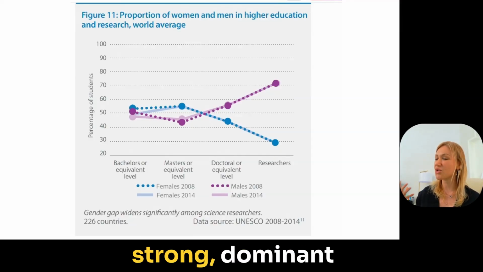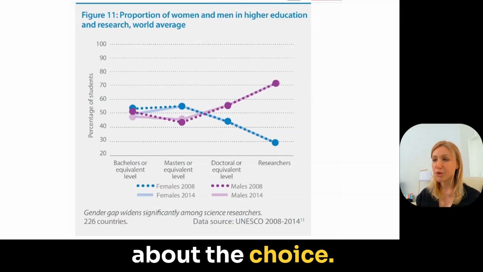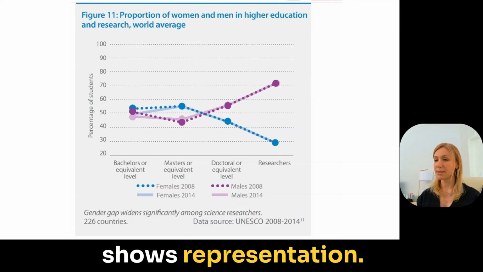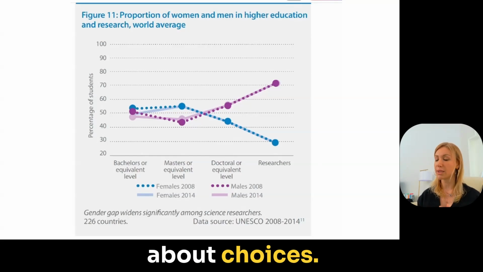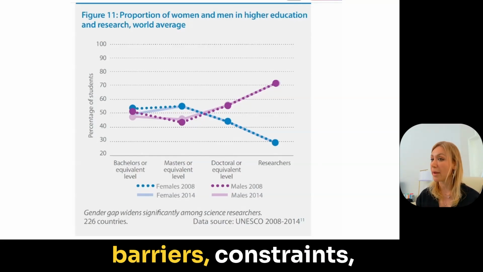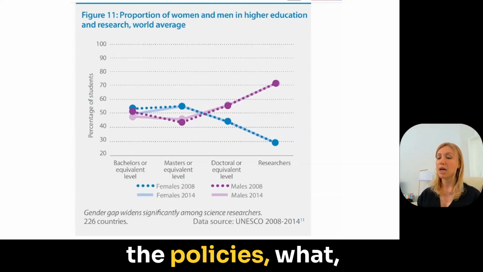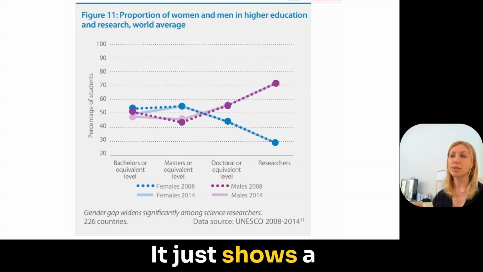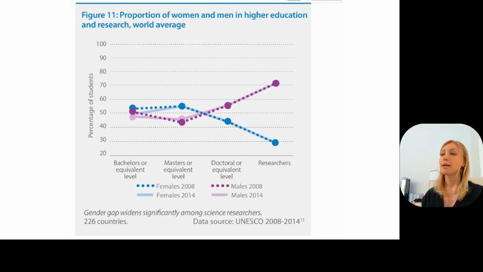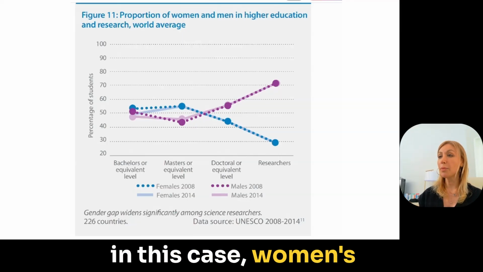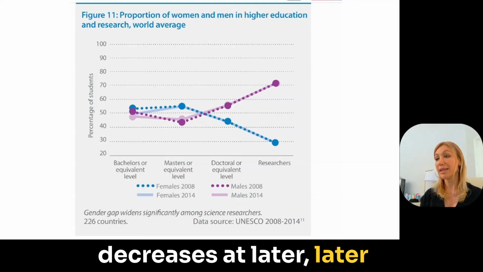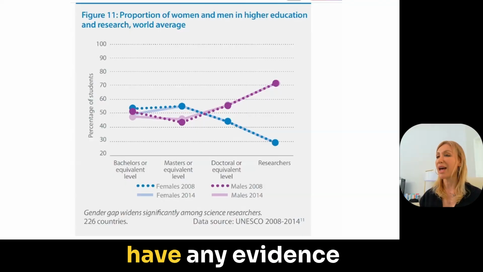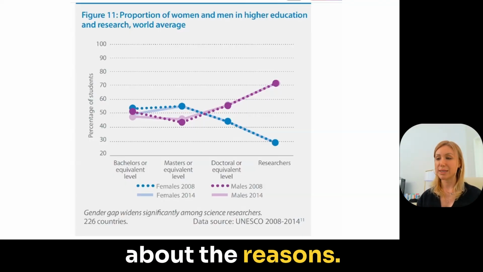That's a very strong dominant cultural narrative about the choice, but it is wrong because the chart, first of all, shows representation. It doesn't tell us about choices. It doesn't tell us about institutional barriers, constraints, the policies, what systematic barriers that women had to go through, right? It just shows a downward trend. Of course, a better phrasing would be in this case, women's representation decreases at later stages, but the reasons are not observable here. We literally don't have any evidence about the reasons, okay?